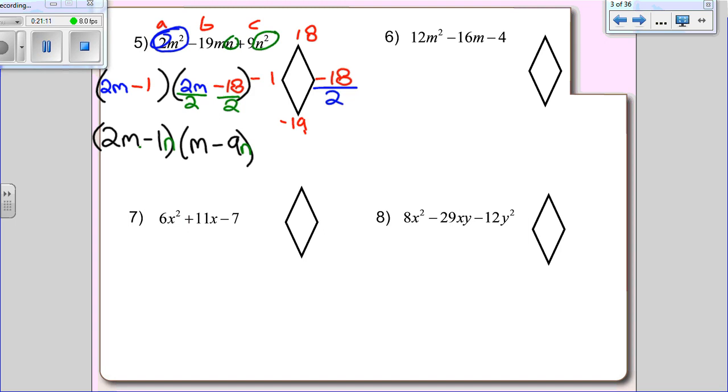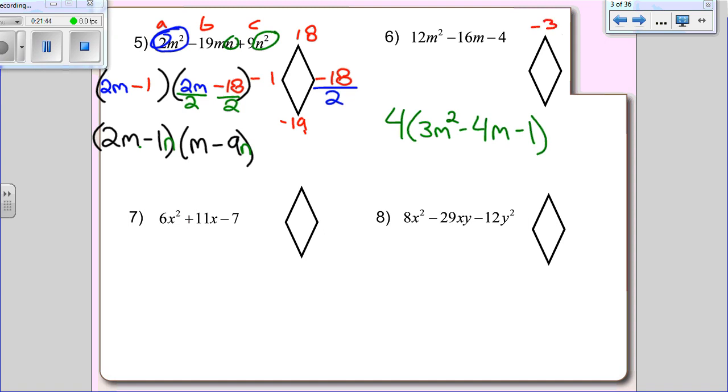The first step to every factoring problem is GCF it. This one can be GCF. You take out a 4, you end up with 3m squared minus 4m minus 1. And if you then saw you had a trinomial and you tried to factor that thing, you'd be looking at things that multiply to be negative 3 and add to be negative 4. And there's no values that can do that.